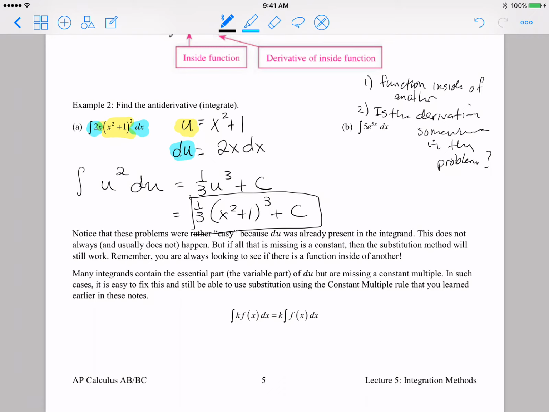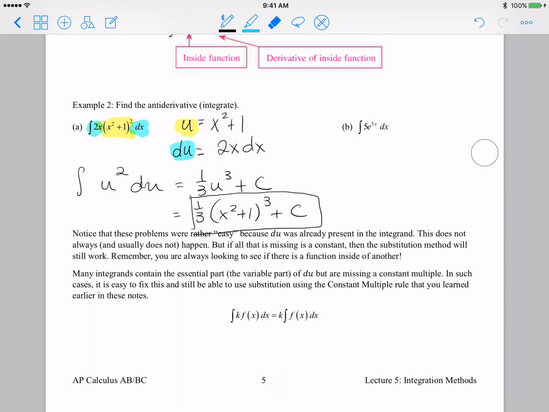Again, as always, if you want to check your answer, just take the derivative and make sure that you end up with what you started. Okay, I'm going to erase these notes that I made over here, so hopefully you're able to copy those down. If not, then you can obviously rewind the video.